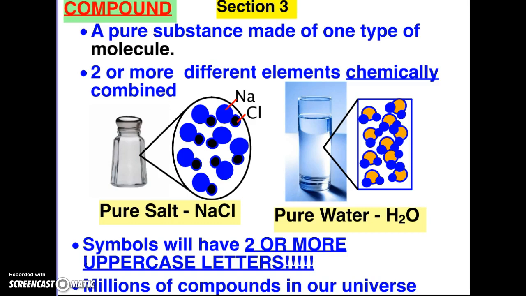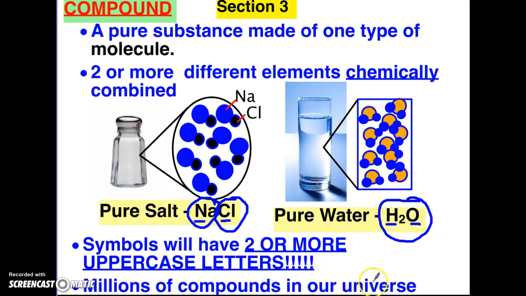The way that you can tell the difference between an element and a compound based on the symbol is that in a compound, the symbols will have two or more uppercase letters. Just like this one right here, salt, Na, one uppercase letter, Cl, another uppercase letter, meaning that this has one atom of sodium and one atom of chlorine, but they're chemically bonded to make a molecule. Same thing with water. Uppercase letter, this must be a compound, two atoms chemically combined together to make a molecule.